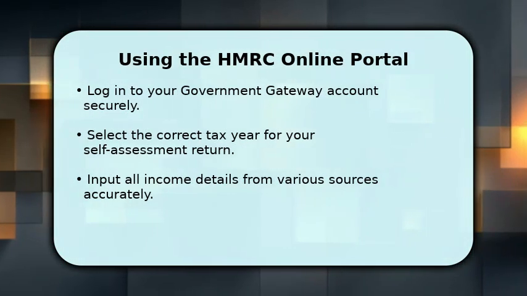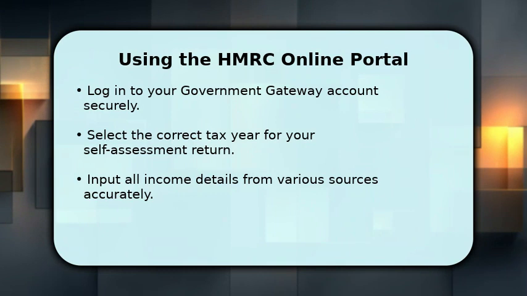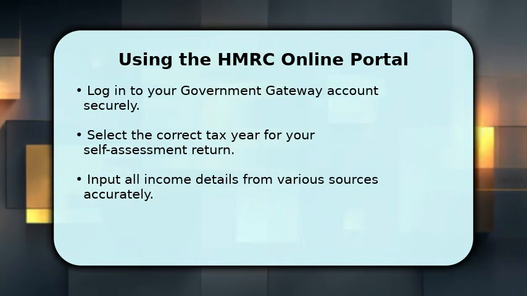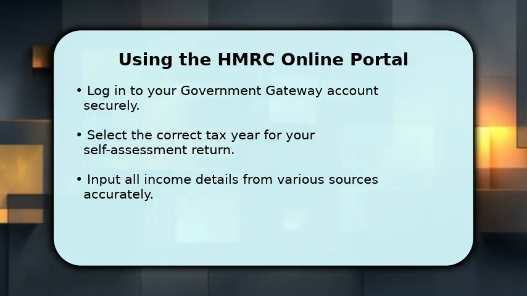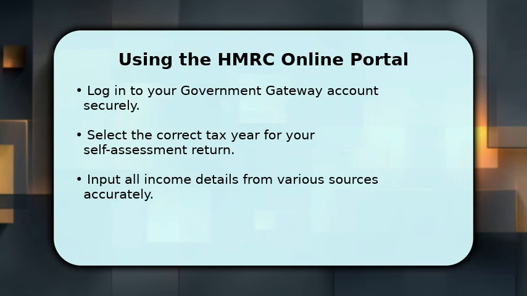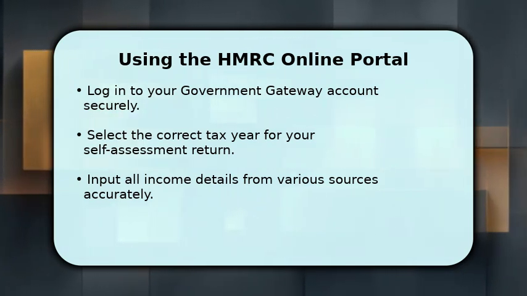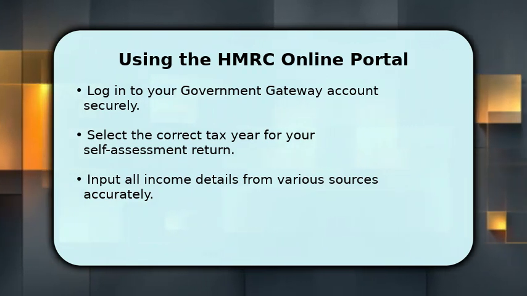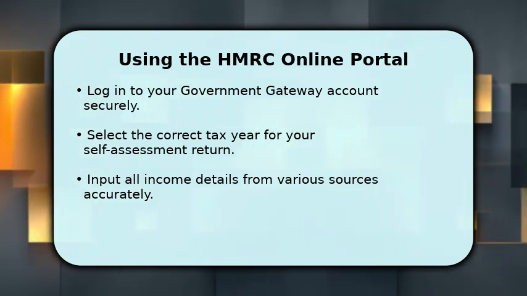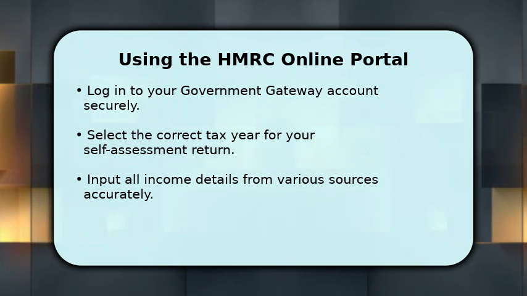Once you're ready, log into your government gateway account using your user ID and password. It's important to select the correct tax year for which you are filing your self-assessment. Carefully enter all your income details, whether from employment, self-employment, or other sources like property rentals. Double-check every entry to ensure accuracy before proceeding.